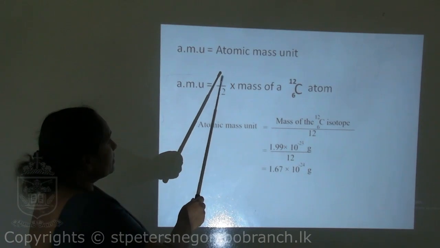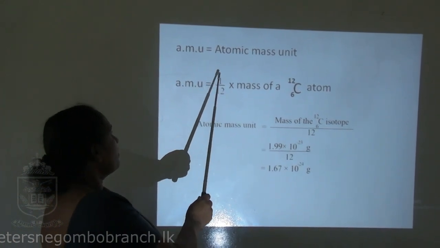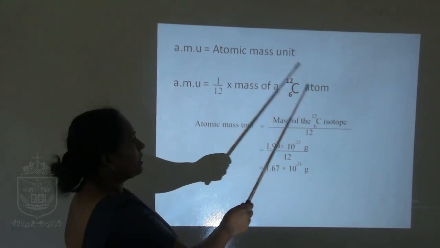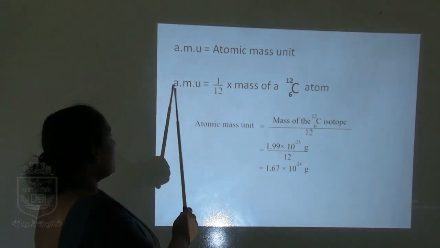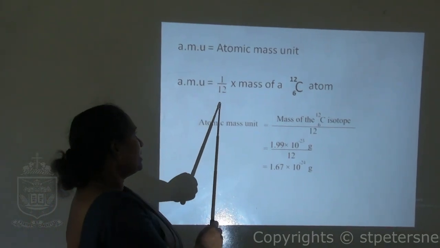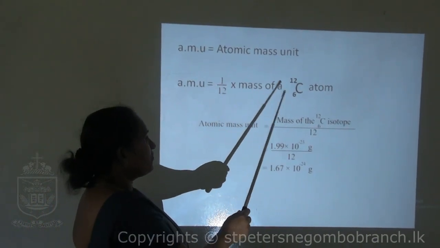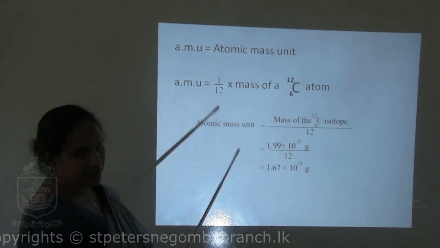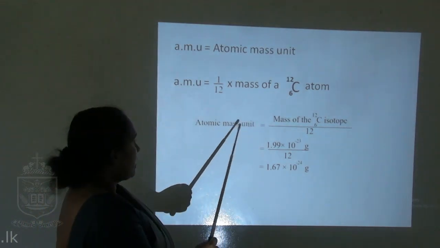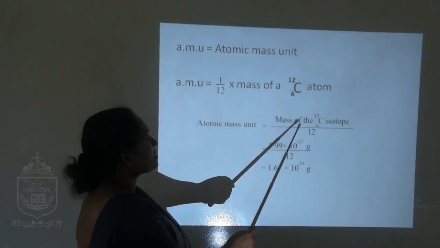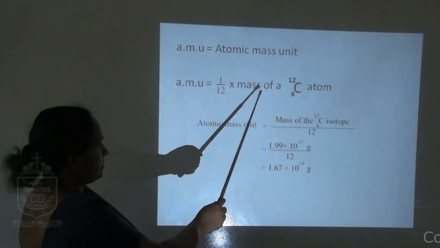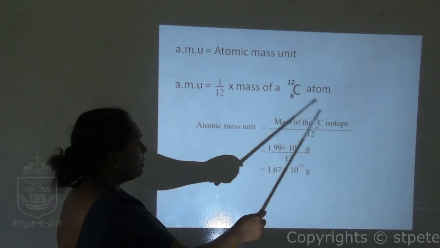You can see here the equation of AMU: 1/12 into the mass of a carbon-12 atom. Again, AMU or atomic mass unit is equal to 1/12 into the mass of a carbon-12 atom. Right? Another way of writing this: atomic mass unit equals the mass of the carbon-12 isotope divided by 12. The same thing, the same unit we have written here.